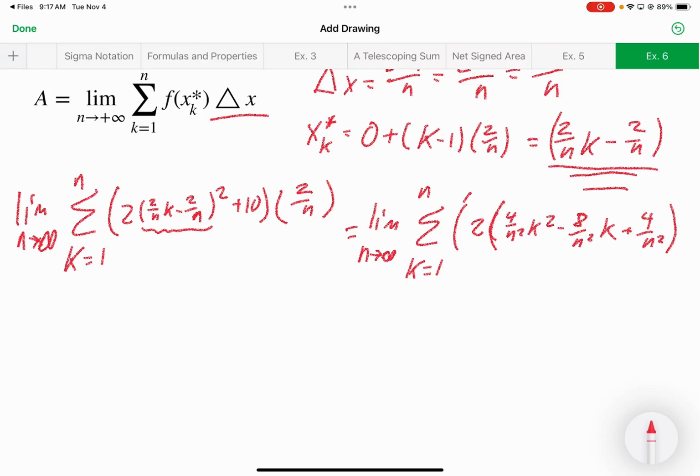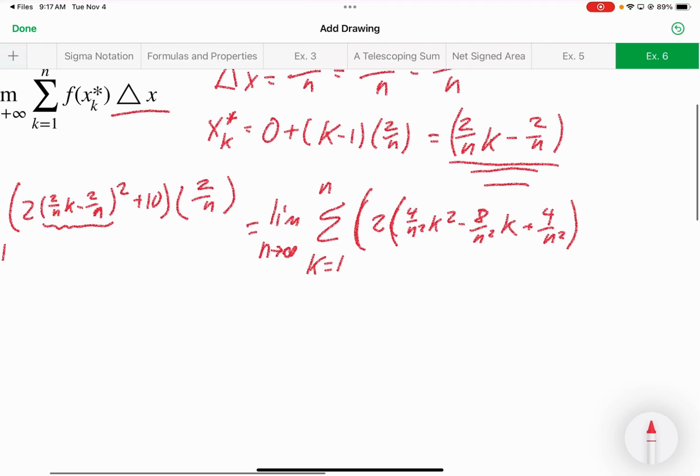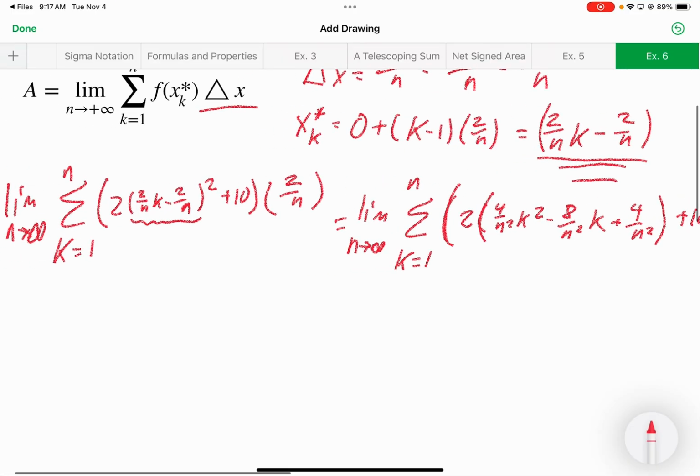We okay with that? And then we have plus 10 times 2 over n. All right. I don't know. I guess I would distribute a 2 to each one of these.